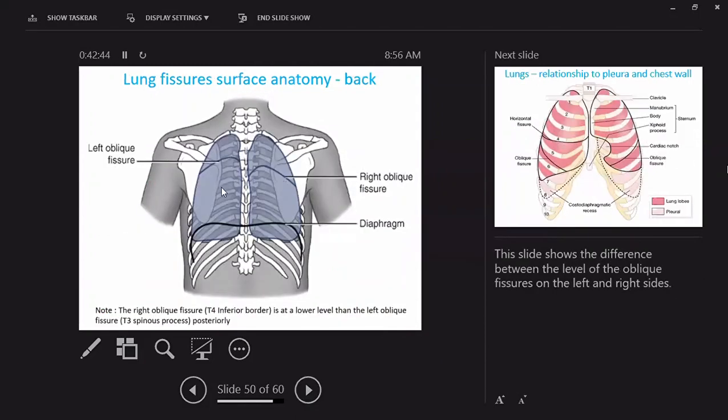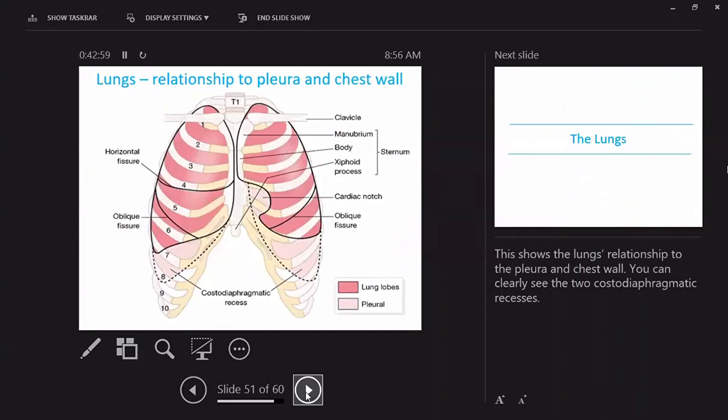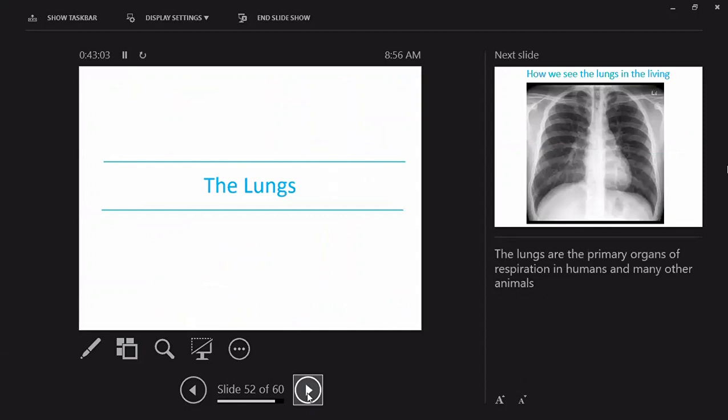The fissures continue on the back. Yes, there are 2 levels here. That's not really important or something. We might ask this. One is at T3, the other is at T4. The 2 oblique fissures. Again, this one also shows the relationship to pleura and chest wall of the lungs.